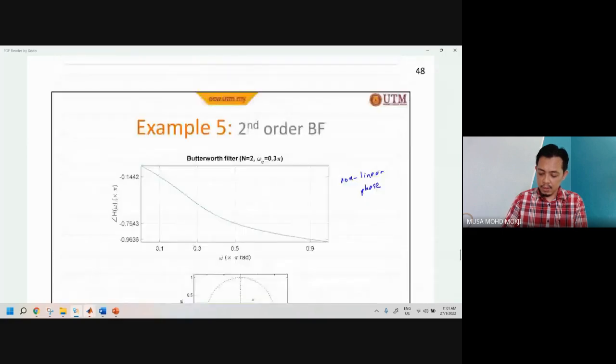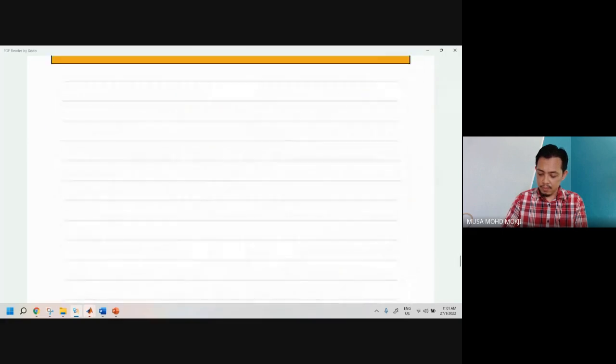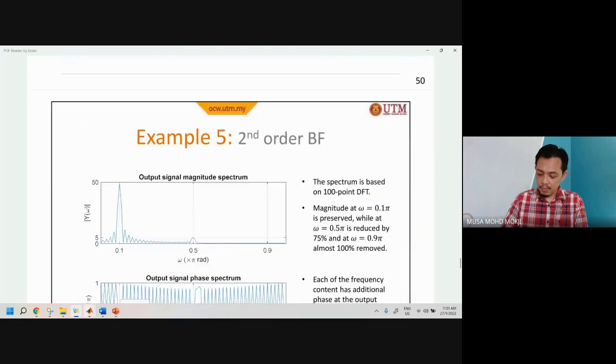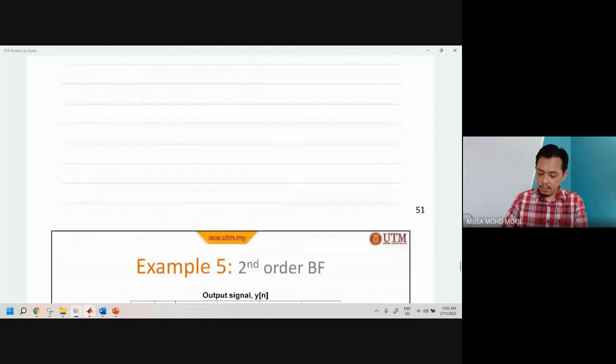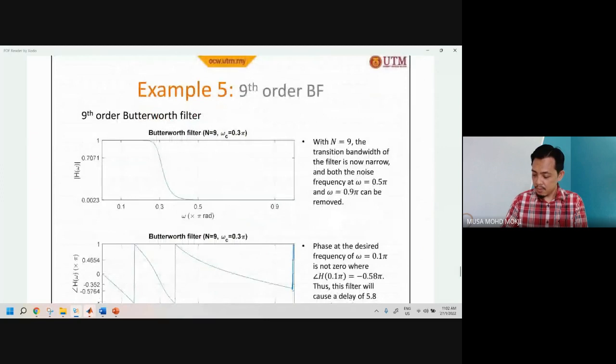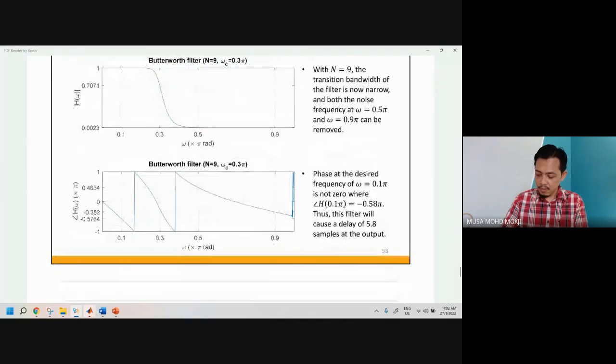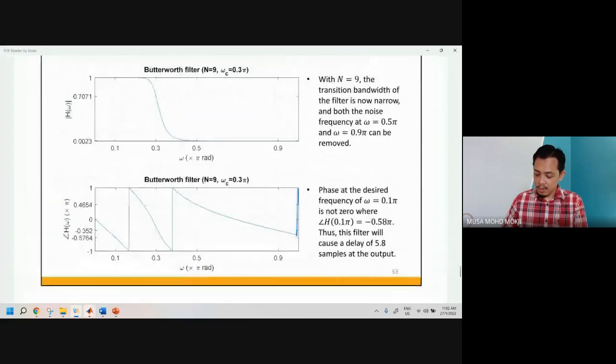Let's see our 9th order filter. Okay, now it's already 11. So those who have another class, maybe you can leave the class. The rest, if you want to stick here, you can stay, right?